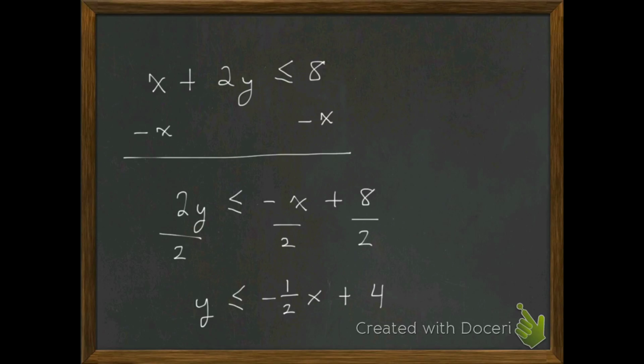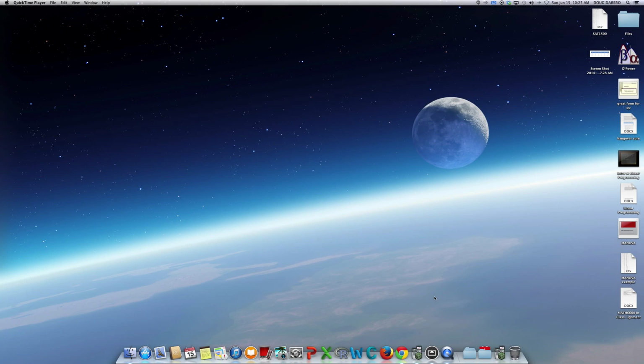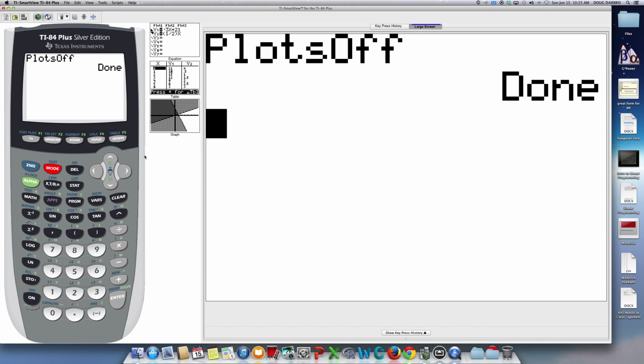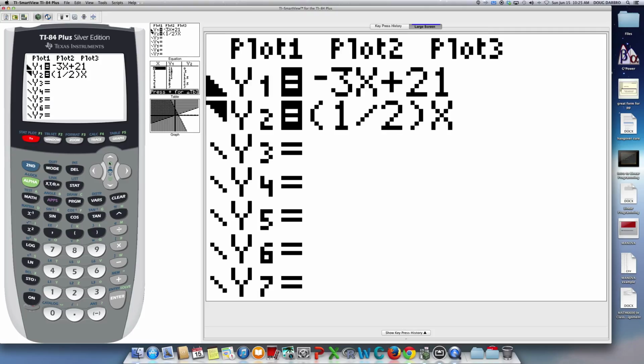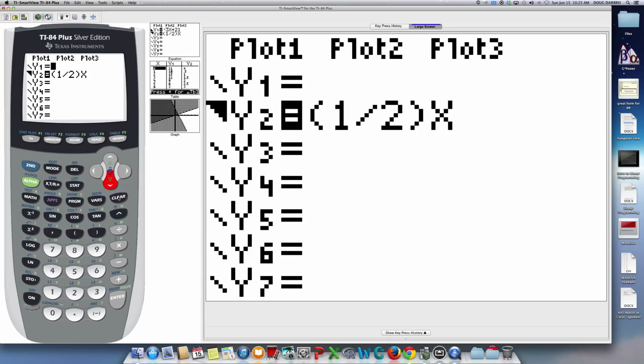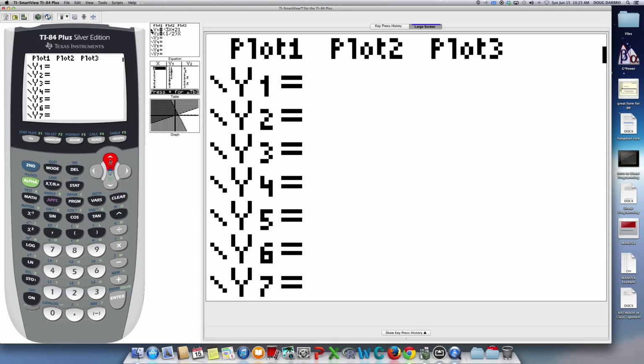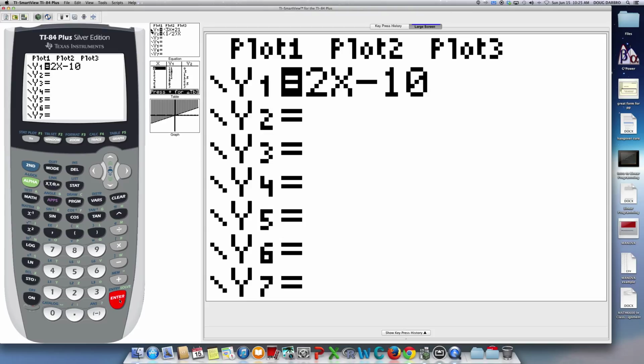So what we need to do now is go to the calculator and put these in. So I've got that going right down here. So I need to go to y equals and clear out what I've done before. And what I like to do is just put the equations in first. So I have 2x minus 10 and then the other equation was negative 1/2.